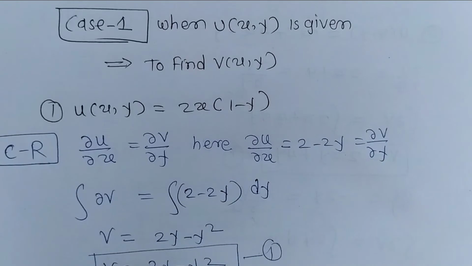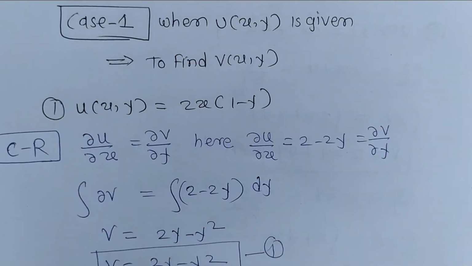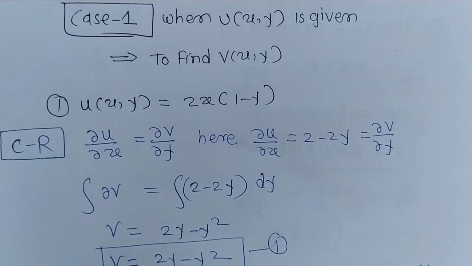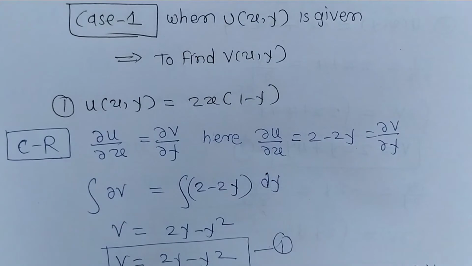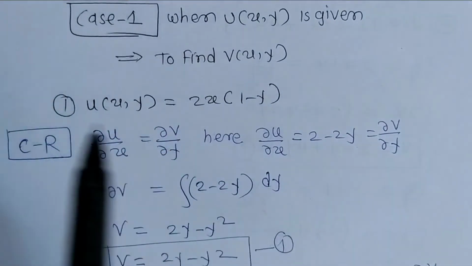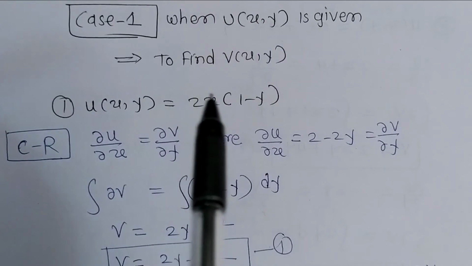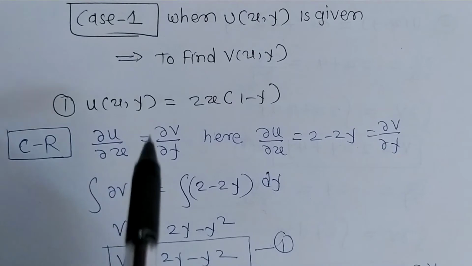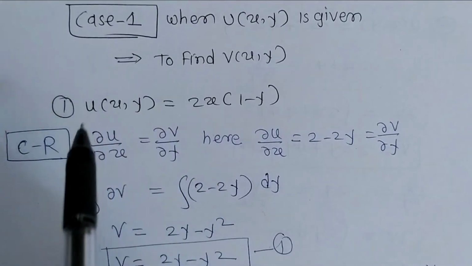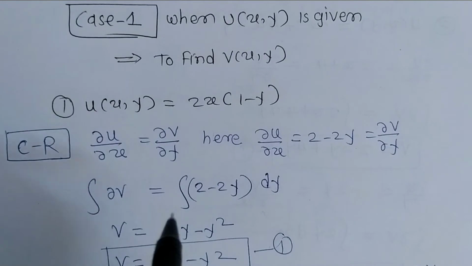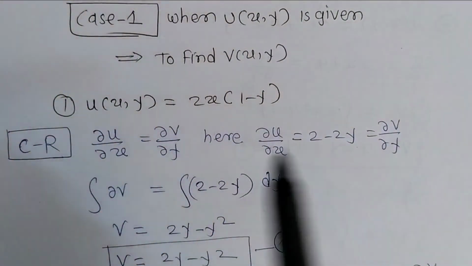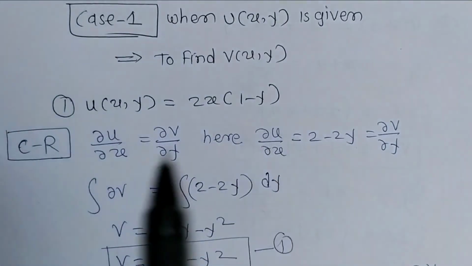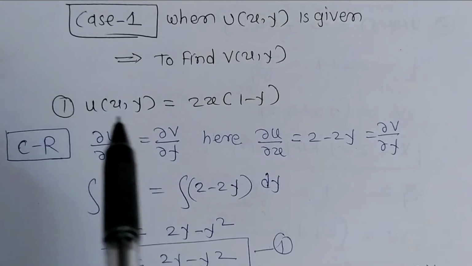The first case is when in the question you are given u of xy and you are asked to find v of xy. In that case, how do we find v of xy? The question is u of xy is equal to 2x(1 minus y). We have to use the Cauchy-Riemann conditions. If the Cauchy-Riemann condition is satisfied, or by using the Cauchy-Riemann condition, we can find v. When we are given u, dou u by dou x is equal to dou v by dou y.